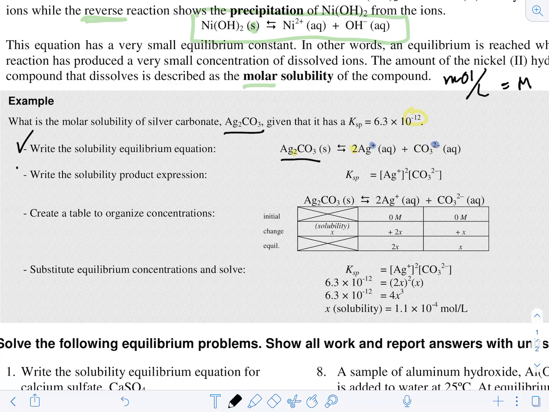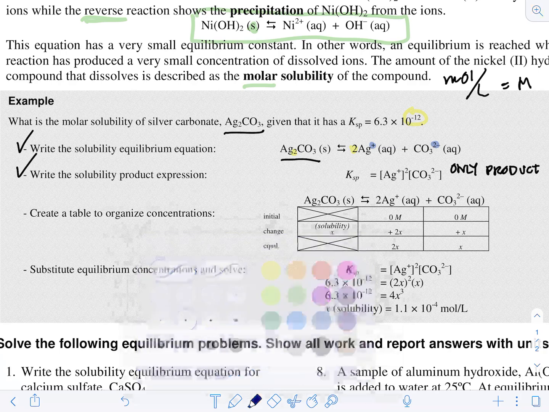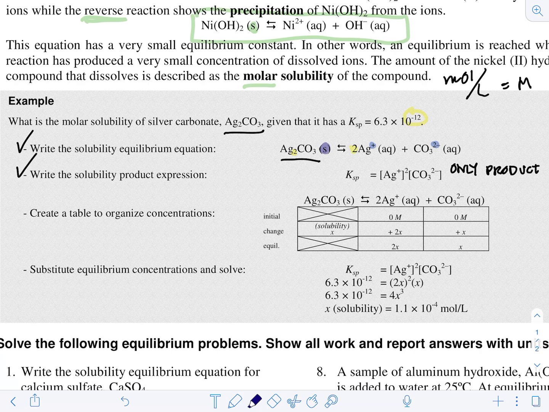Now, when we set up the solubility product expression, it's just like equilibrium, but guess what? It only has products. No longer do we have the reactant. The reason why is because when you have a solid that is part of the reactant, it does not show up in the overall expression. So expressions have no solids.